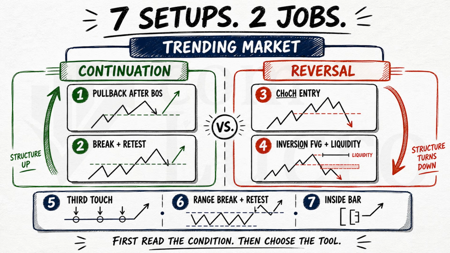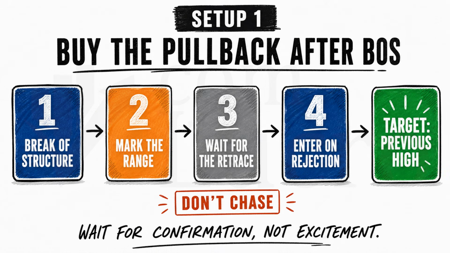Now that the foundation is clear, we move into the setups, numbered 1 to 7. In a trending market, they divide into continuation and reversal. Setup number 1 is buying the pullback after a break of structure.